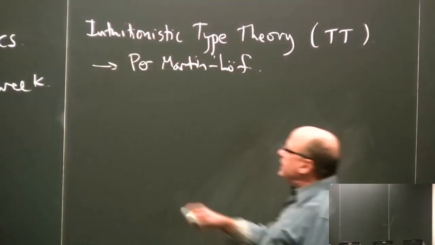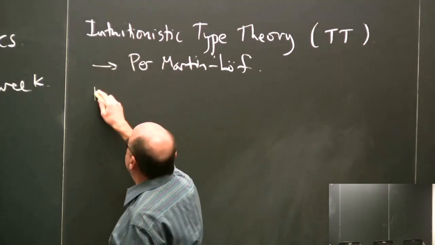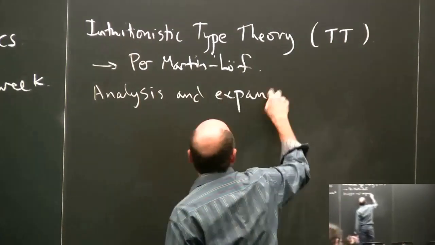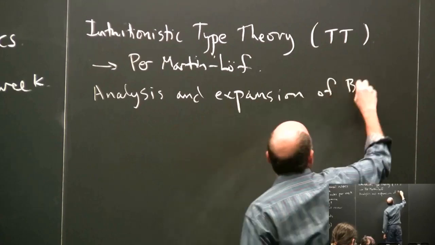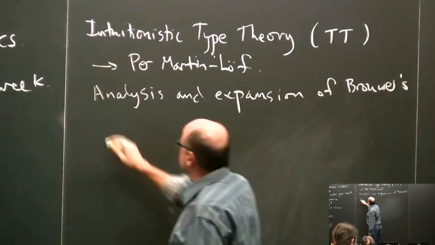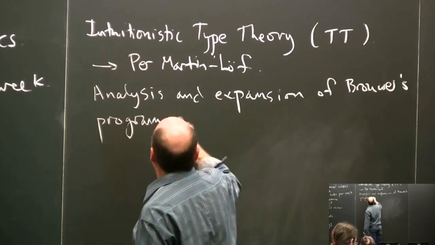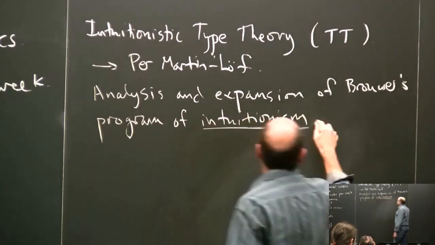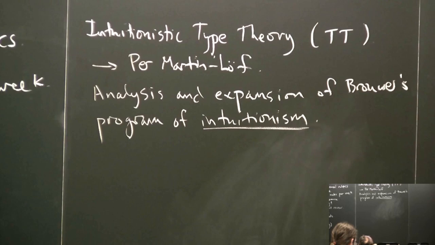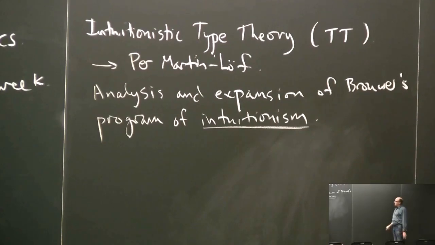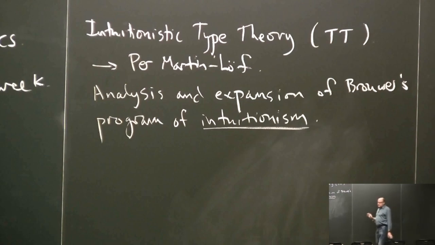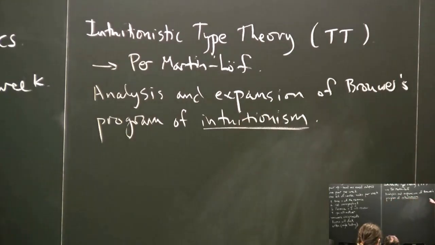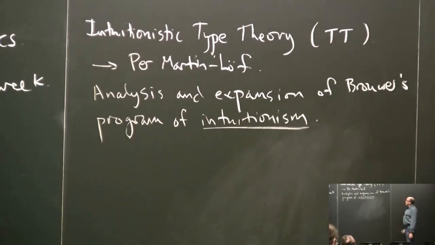And you can look at it primarily as an analysis and expansion of the Dutch mathematician Brouwer's program of what he called intuitionism. Now, I'm going to say a little bit about this, but I'm not trying to run a course on philosophy of mathematics, so I don't want to get into a long discussion about these issues. I want to explain the starting points so that you can get an idea of what this means, just to give you your bearings.